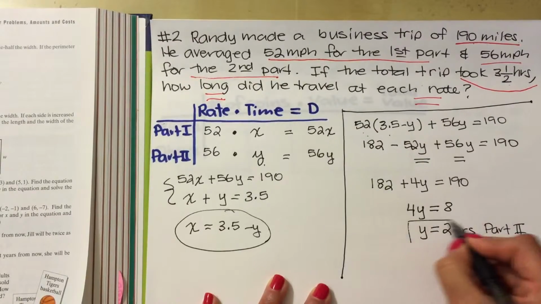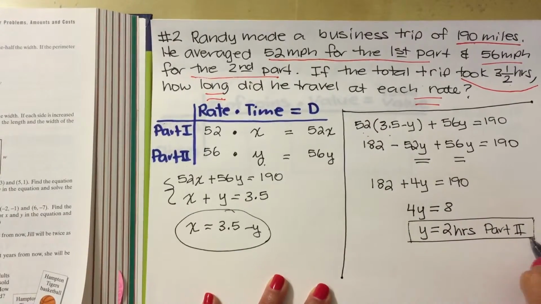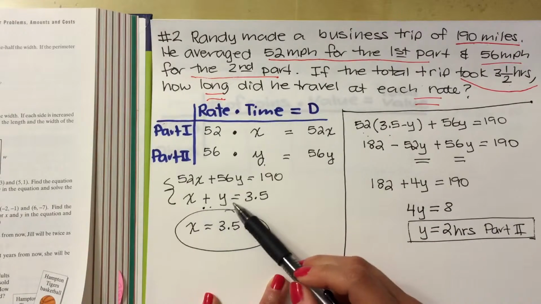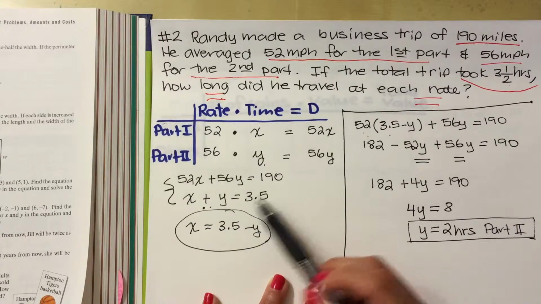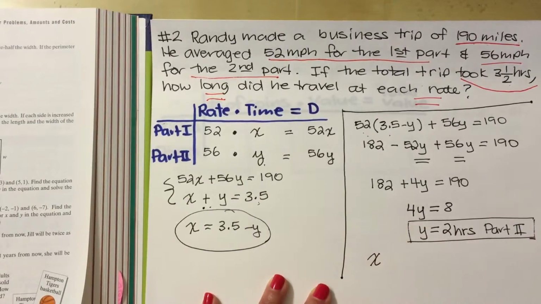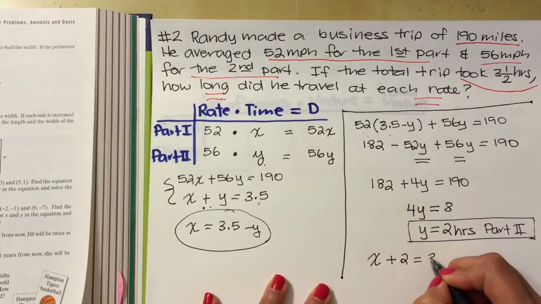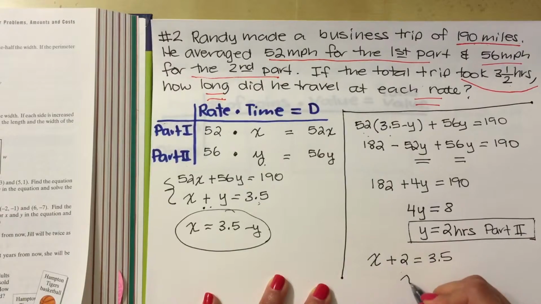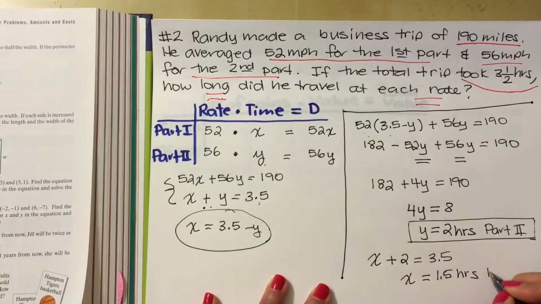How do I get the time for part 1? Go back to the easier equation, x plus y equals 3.5. Plug in 2 for y. x plus 2 is equal to 3.5. Subtract 2 from both sides. x comes out to be 1.5 hours, and this is for part 1.